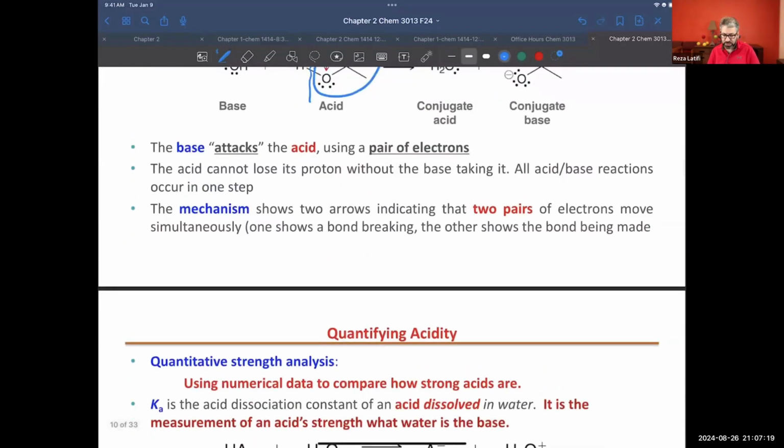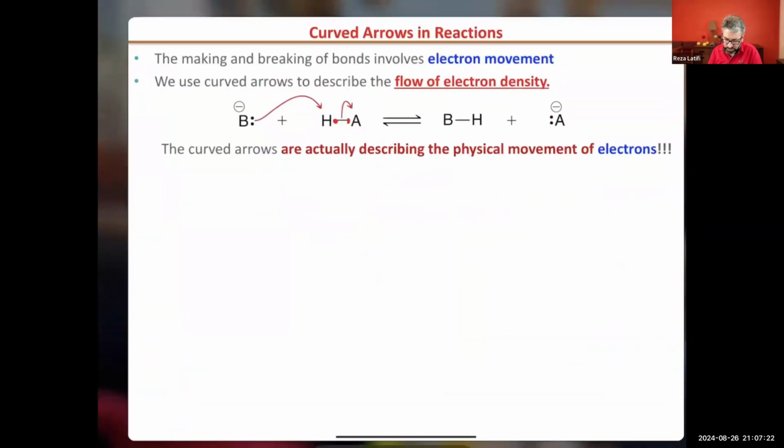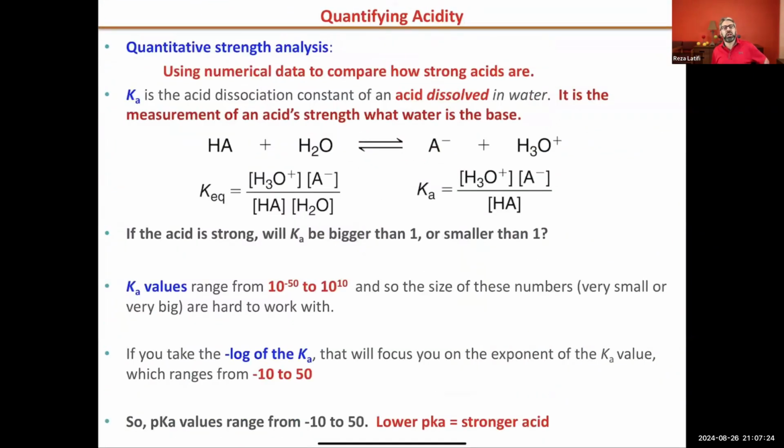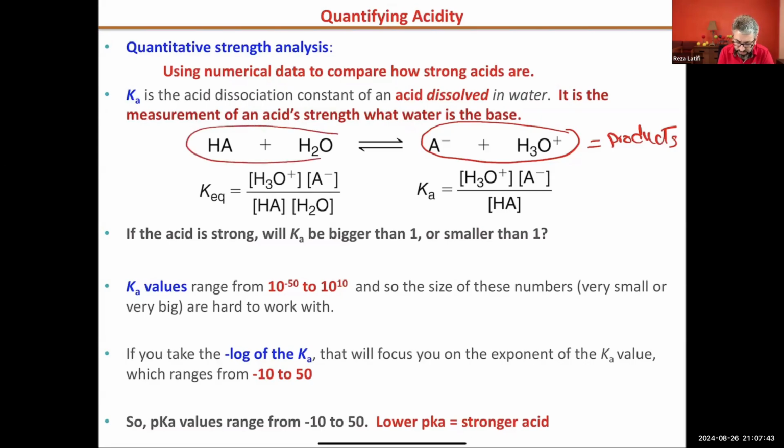Okay, now let's write the definition of the K. What's a K? K is equal to the equilibrium concentration of the product divided by the equilibrium concentration of the reactant.